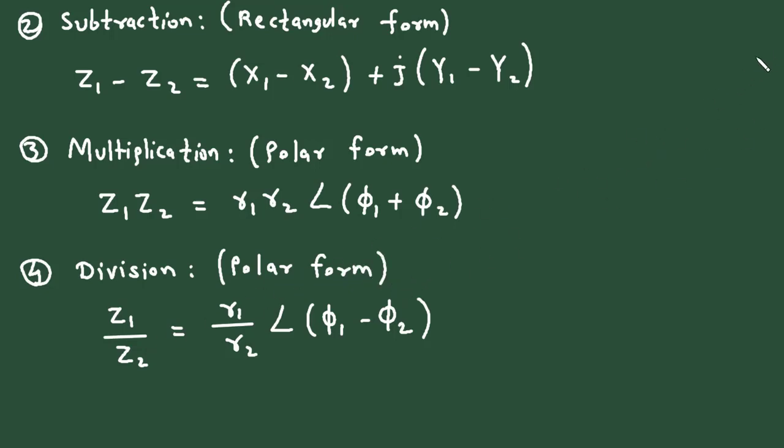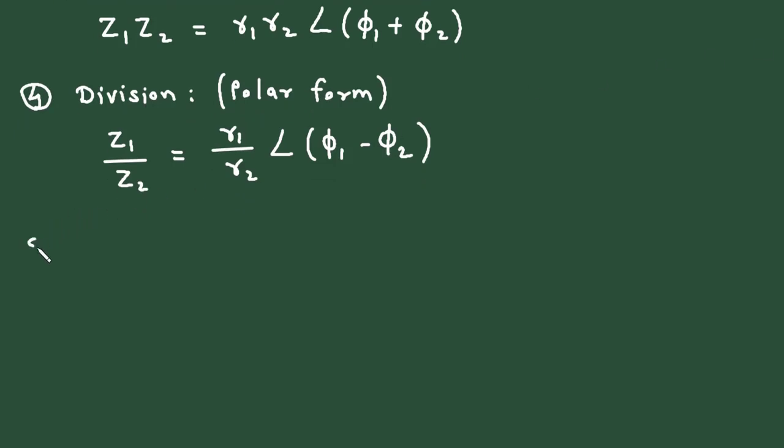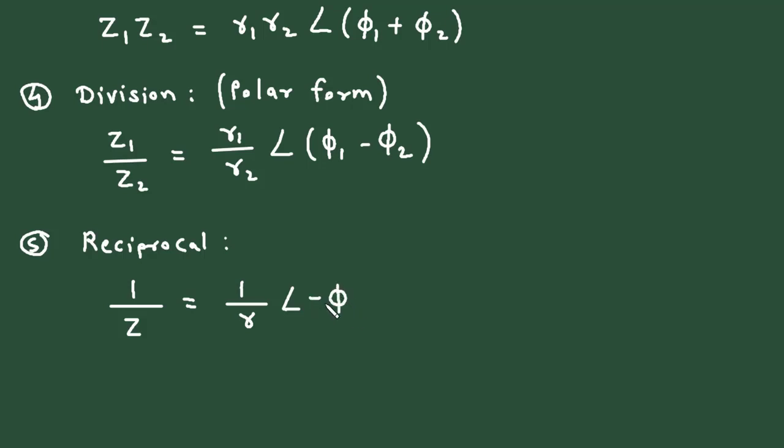Now next is number 5, reciprocal. So for reciprocal it will be 1 divided by Z. So this will be 1 upon R at an angle minus phi. So this is the reciprocal. 1 upon Z is equal to 1 upon magnitude at an angle minus phi.